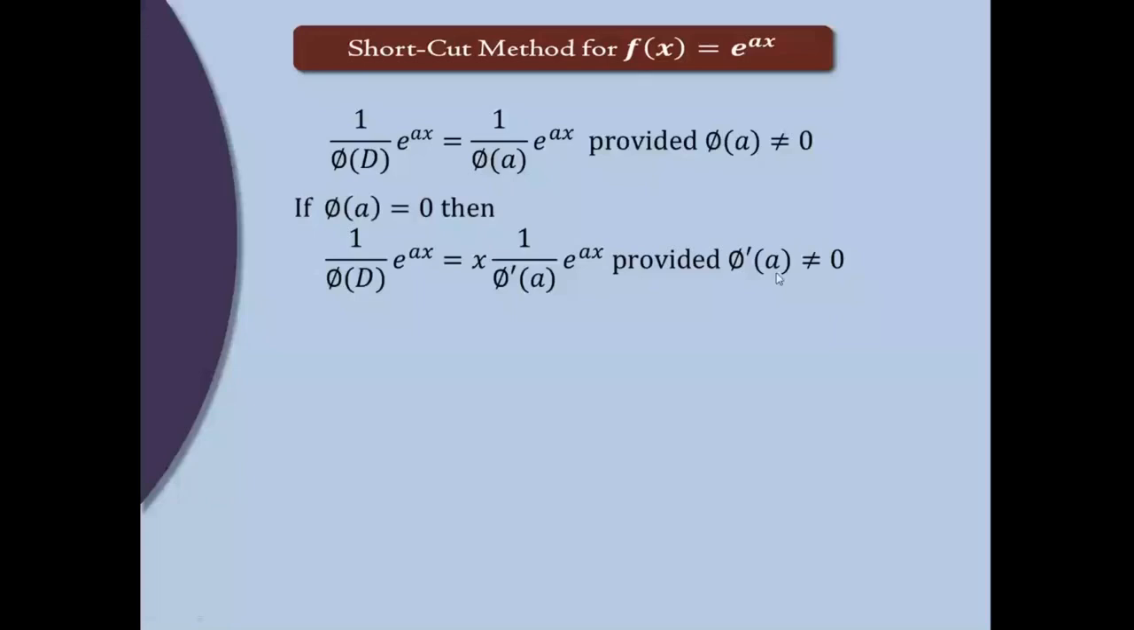If the first derivative is non-zero, then the answer is x into 1 upon phi dash a, e raised to ax. Okay, we have to take a derivative and then do the replacement. If the first derivative is non-zero, attach a single x into that non-zero derivative, e raised to ax. It may happen that this first derivative is also 0. If phi dash is also 0, then what to do?